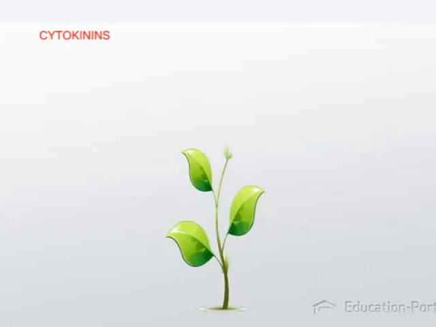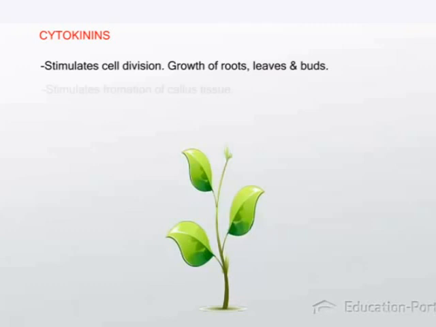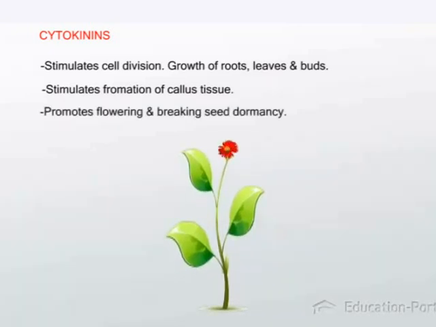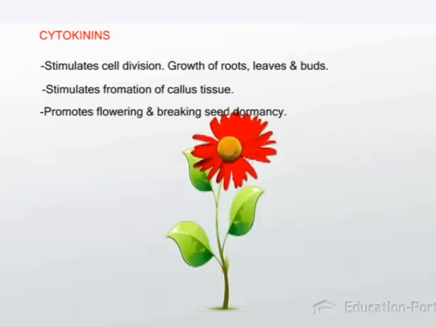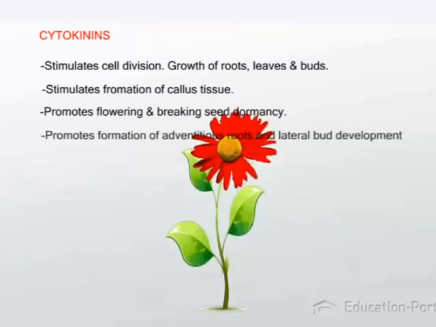Cytokinins, also known as kinetins, are growth substances which promote growth in plants when they interact with auxins. In the presence of auxins, they stimulate cell division, thereby bringing about growth of roots, leaves, and buds. They also stimulate formation of the callus tissue in plants. The callus tissue is used in the repair of wounds in damaged parts of the plant. Cytokinins promote flowering and breaking of seed dormancy in some plant species. They also promote the formation of adventitious roots from stems and stimulate lateral bud development in shoots.